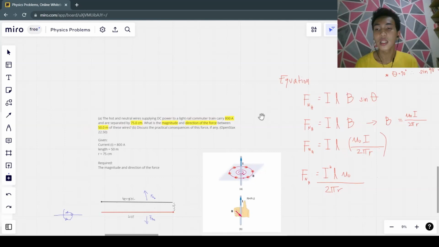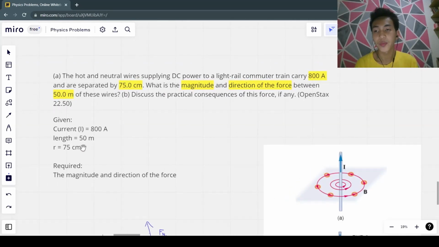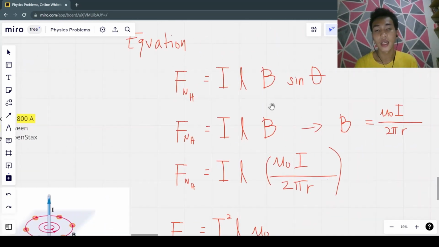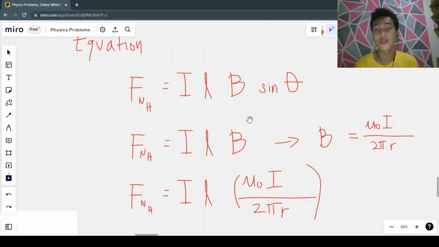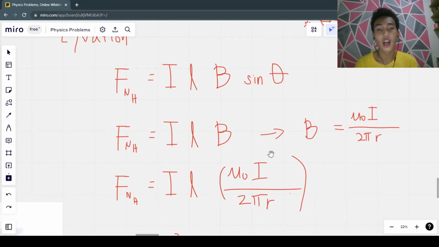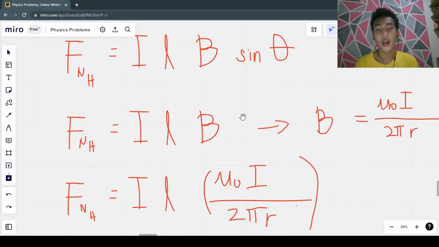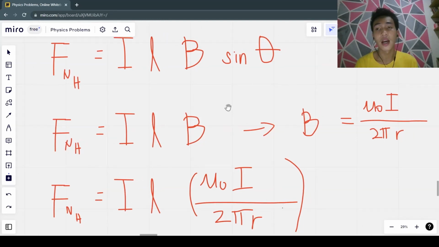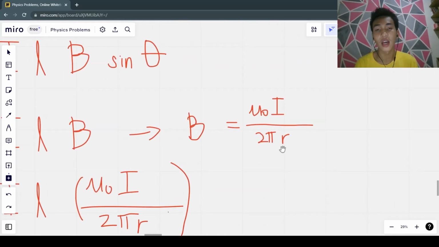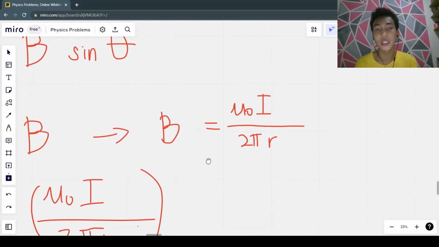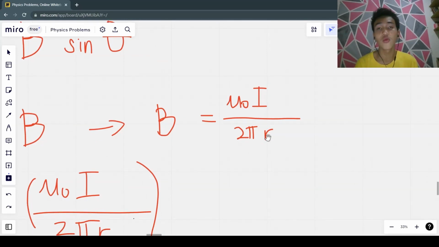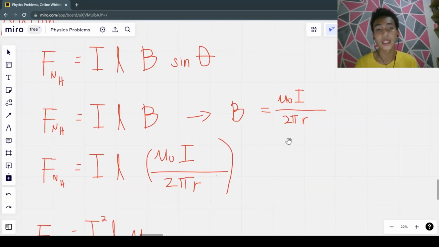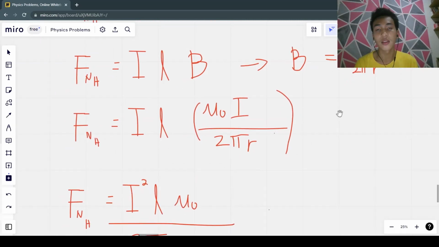So since sa given natin is meron tayong r or distance, and sa equation na gagamitin natin is walang r na variable, we're going to substitute the formula of B so that we can have the variable r, because B is equal to permeability of free space times the current all over 2 pi r. So with that being said, we're going to substitute that for B.